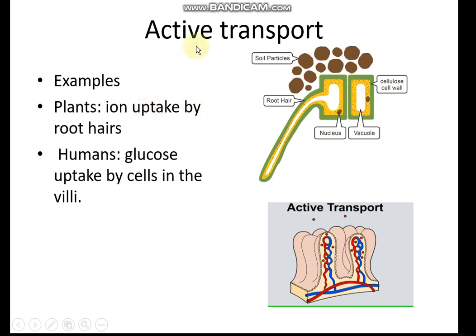Similarly, there is an example of active transport in humans as well. For example, glucose uptake by the cells in villi. Villi are the specialized structures present in the small intestine. These small molecules over here are glucose molecules. You can see that they are already in higher concentration inside the villi. Again, they will move from the lower concentration to the higher concentration, against their concentration gradient, by the phenomenon of active transport, and in this phenomenon energy is required.